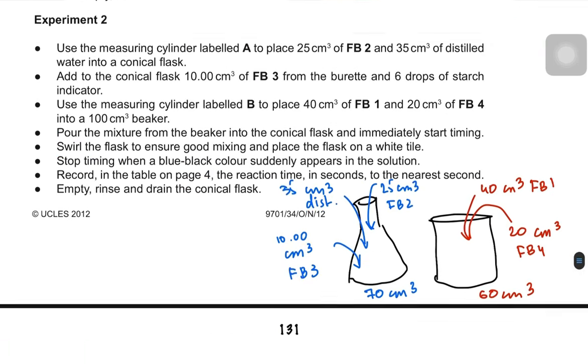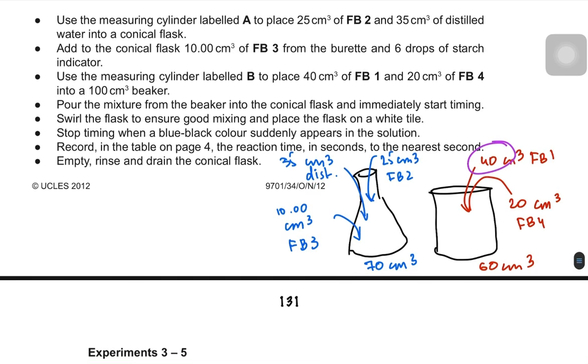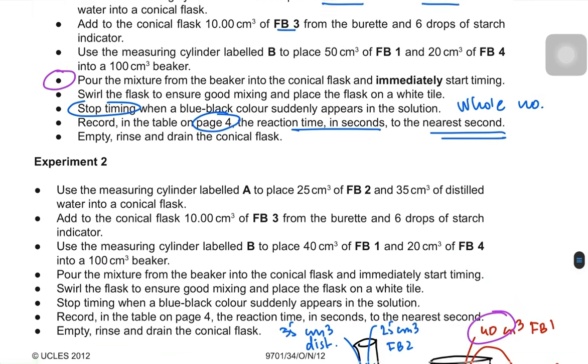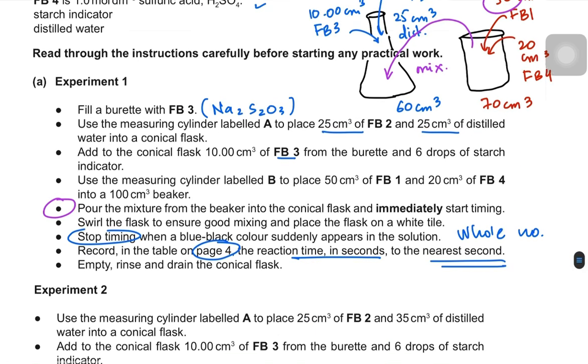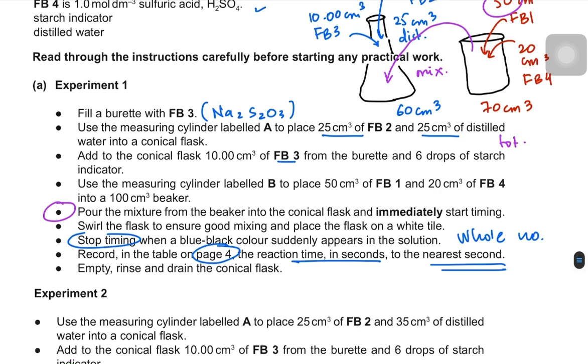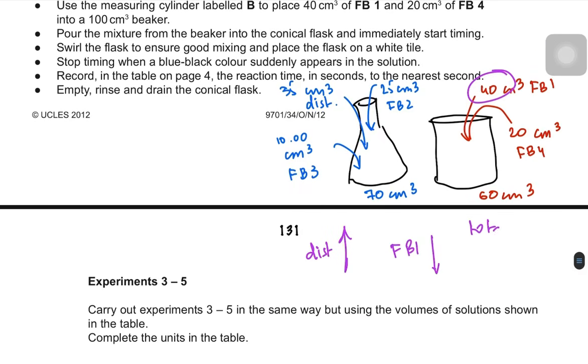The total volume was 130 cm³ last time after pouring the beaker content into the flask. This time it's also 130 cm³. You're increasing water, but you're decreasing FB1. So FB1 volume is being decreased by 10 cm³, but distilled water is being increased by the same amount of water volume. This is in order to keep the total volume the same. The total volume was 130 cm³ last time. It is again 130 cm³ this time.